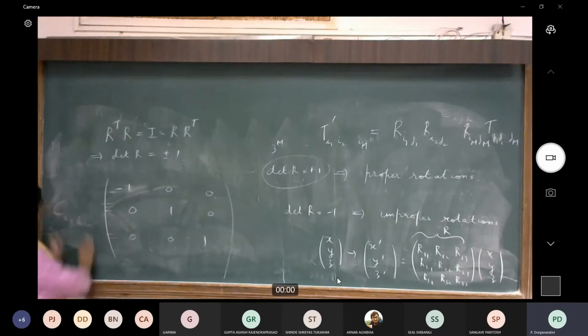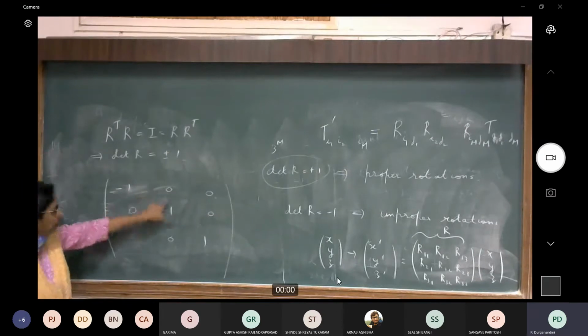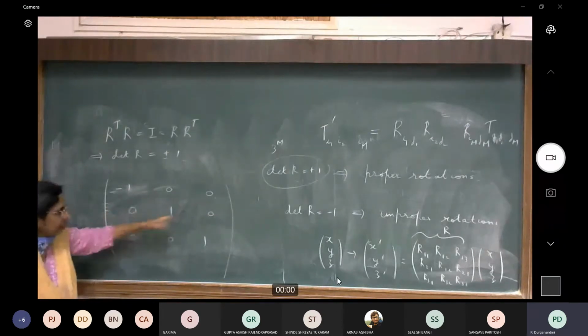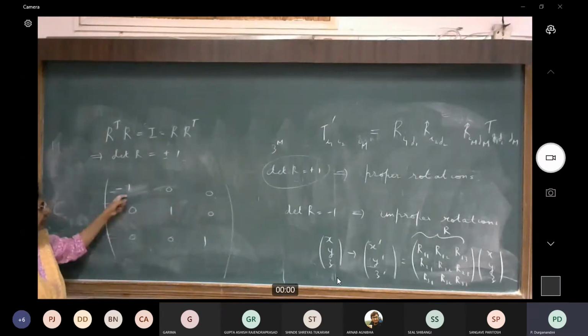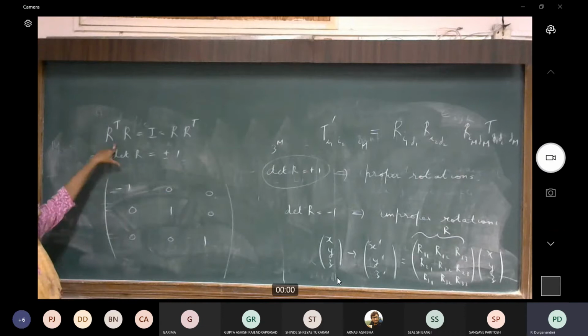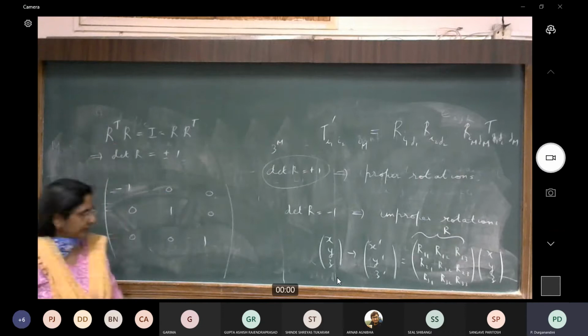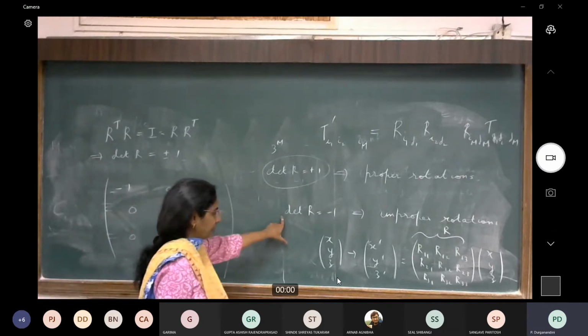And you can see that this is an orthogonal transformation, because if you take any two rows and multiply these elements, you get 0. Similarly for the columns, and again, if you take the square of each of these rows, you'll get 1. So it satisfies this property, and further it satisfies determinant R equal to -1.